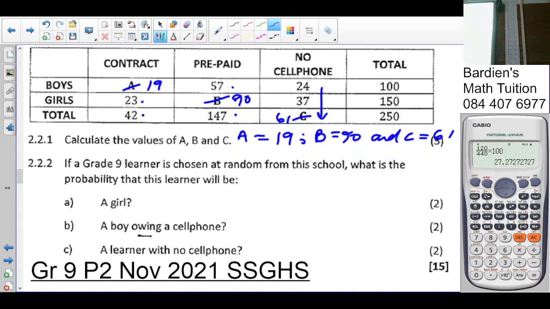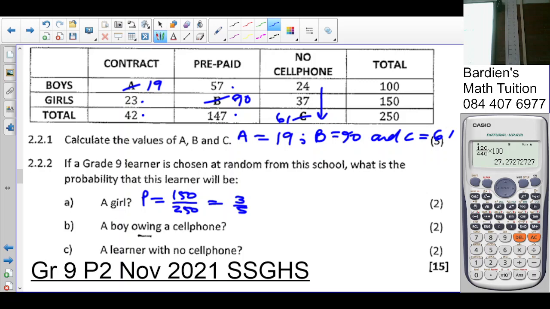Now it says in 2.2.2, if a grade 9 learner is chosen at random from the school, what's the probability that the learner will be a girl? How many girls are there in total? 150. So the probability is going to be 150 over the total number, which is 250, which is 3 out of 5.